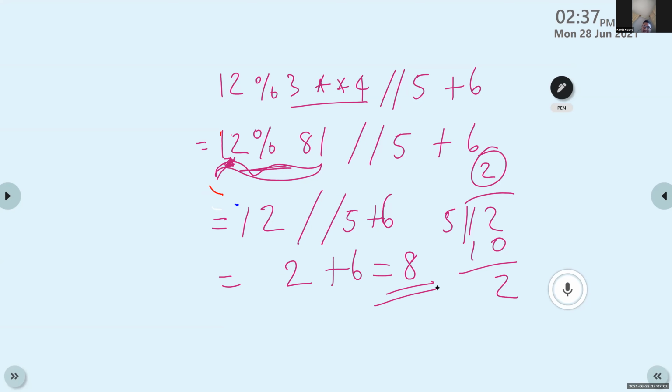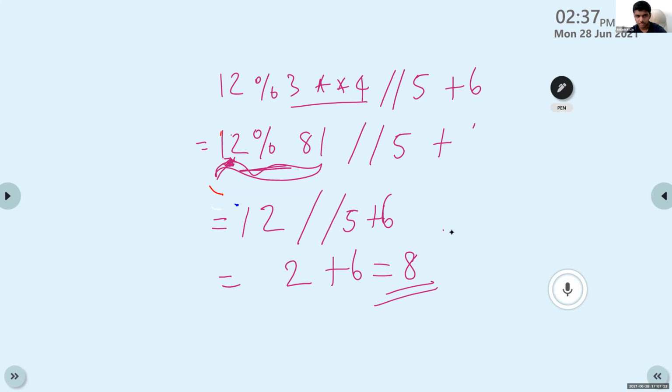Ma'am, isn't the remainder of 81 divided by 12 equal to 9? The remainder is 9. Yes, ma'am. Ma'am, isn't the modulo calculation wrong? Like you switched it up. Like, 81 divided by 12, and it should be 12 divided by 81. I think the quotient is 9.